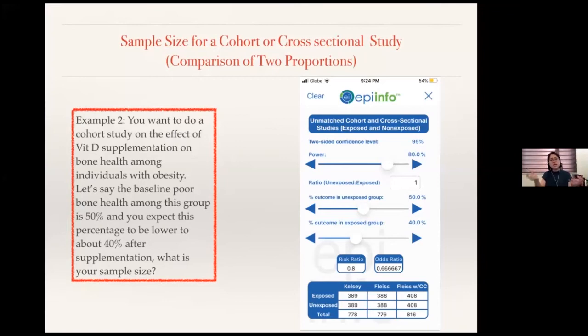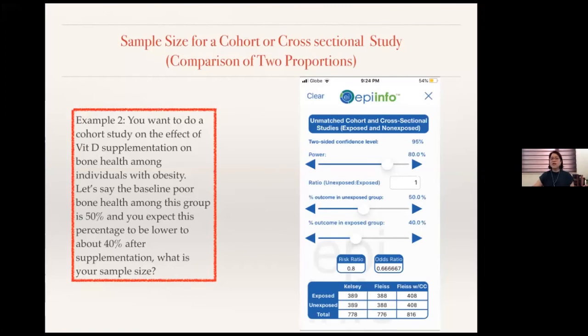But technically, if you think about it, this is still two different groups. The group before the vitamin D supplementation and the group after. Kahit same person siya. No? So, I read a paper that said, in one study, the baseline bone health, 50% of them had poor bone health. And then after they gave vitamin D, 40% na lang ang may poor bone health. So there was an improvement in 10% of the people who took the vitamin D. So what do I do?